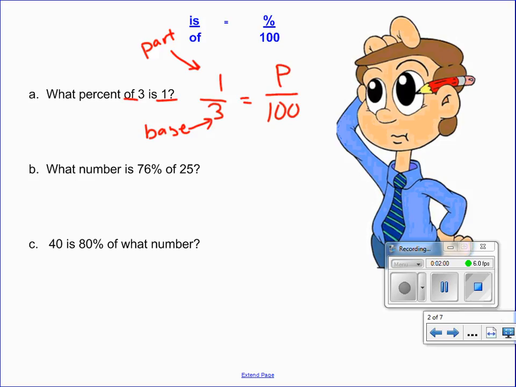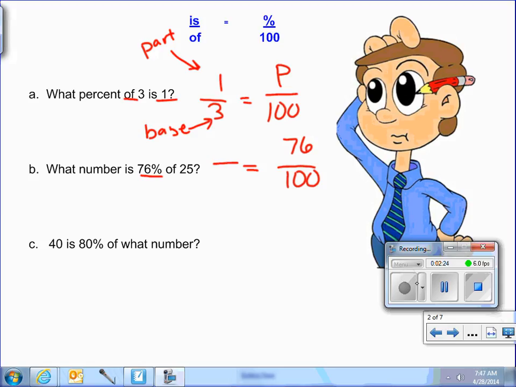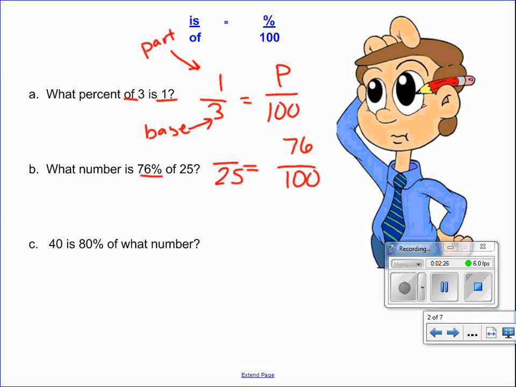In our second example, what number is 76% of 25? Again, in our percent proportion, we see it's 76%, so 76 will go over 100. Of 25 means 25 would be our base. It's the whole.